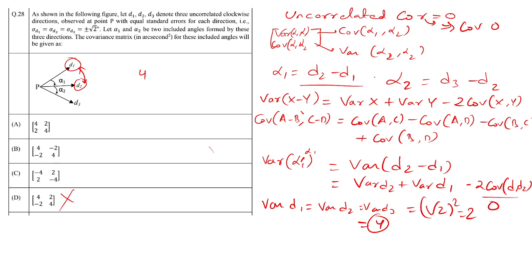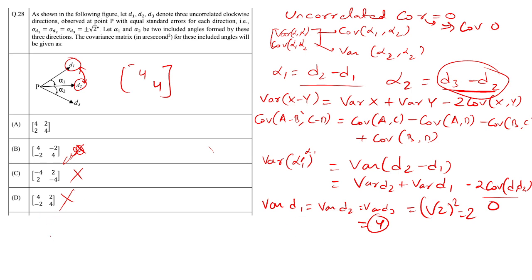And similarly, you can see this is also the same, so this element also will be 4. So these two we have derived, so this option also gets cancelled.